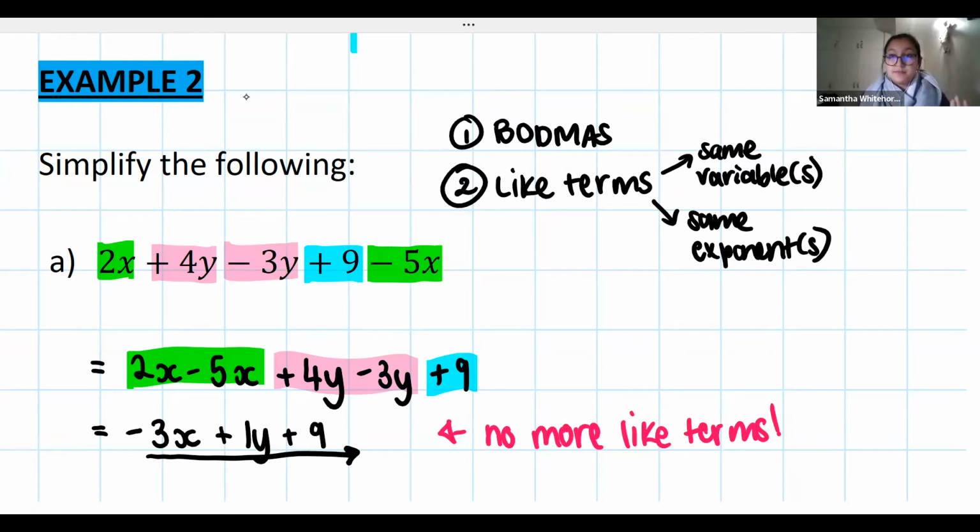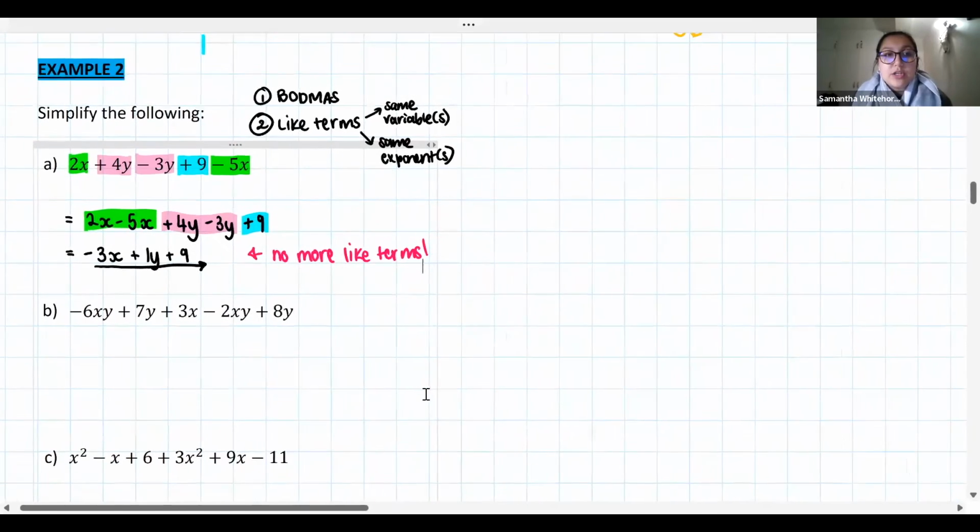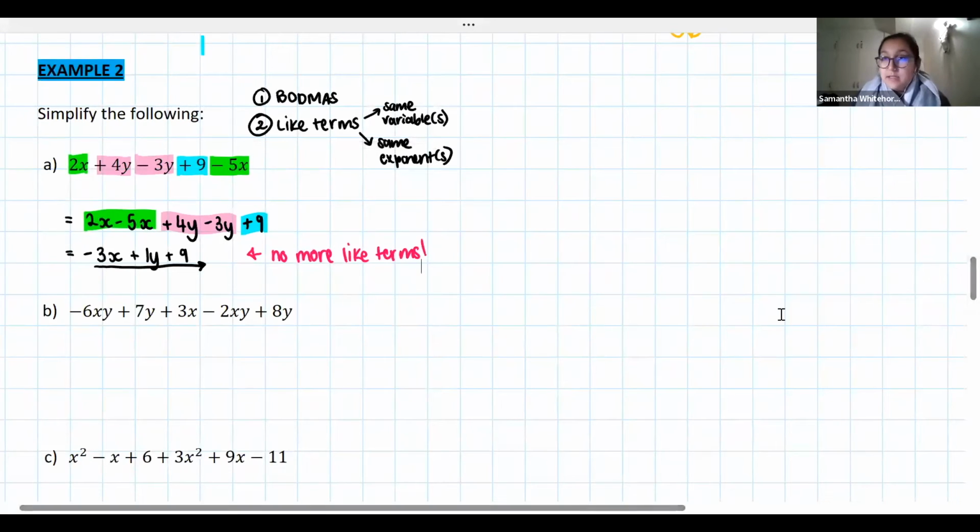That's it. Okay, so this was just a little reminder of like terms. What I want you guys to try for me is question B and C. So in the chat, put your answers for B and C. We've just discussed this idea of like terms. So identify for me your like terms and put your simplified answers in the chat.